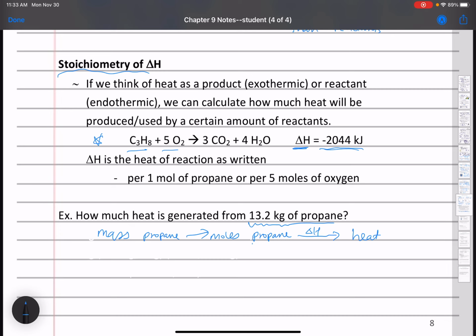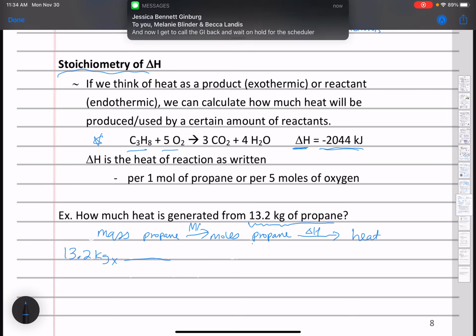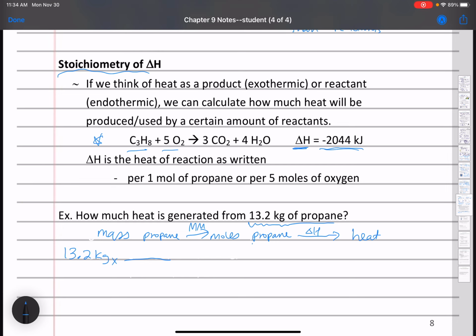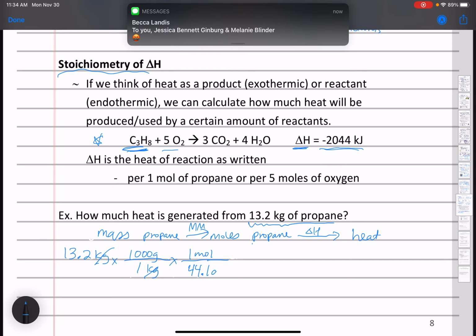So let's do that. We've got 13.2 kilograms, and I want to convert that into grams because molar mass is in grams. I'm going to use the molar mass to convert from grams to moles. There's 1,000 grams in 1 kilogram, and the molar mass of propane we can solve by adding 3 times the mass of carbon and 8 times the mass of hydrogen, or I can look it up and find out that it's 44.1 grams.